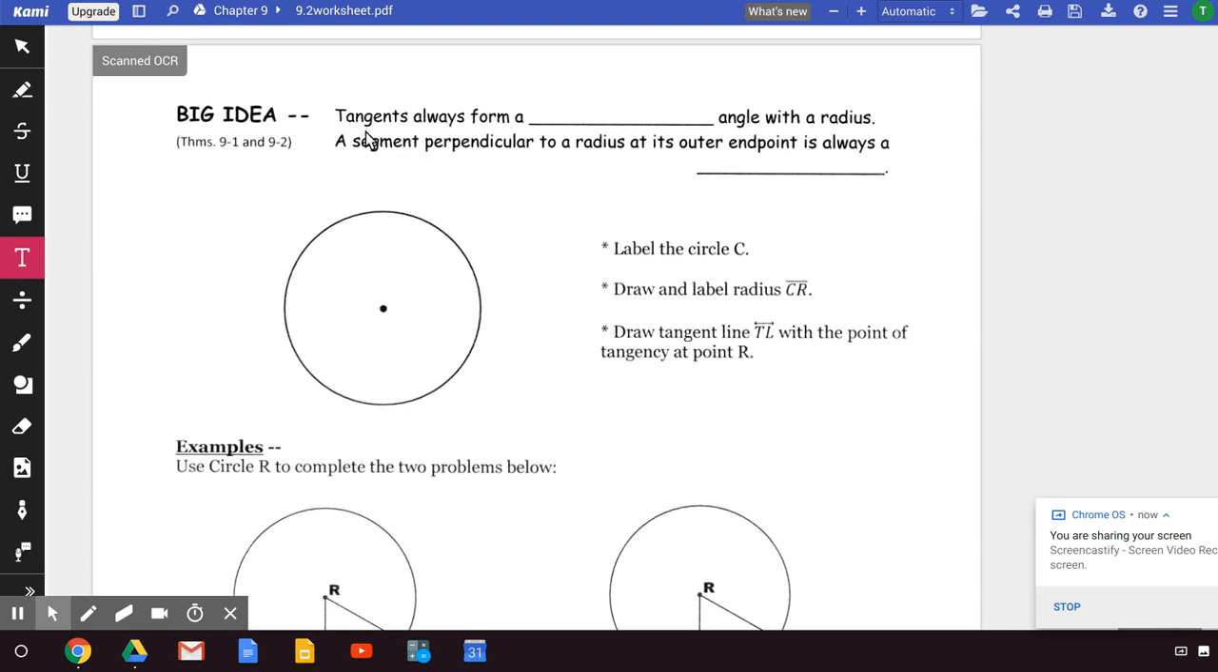Our first big idea is that tangents always form a right angle with a radius. And if you know a segment is perpendicular to a radius at its outer endpoint, then that segment has to be a tangent line.